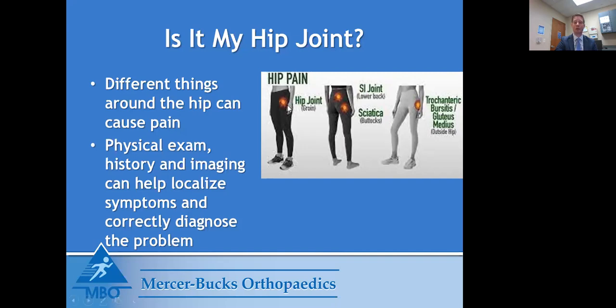On the left, hip joint pain is commonly pain within the groin. Pain towards the buttock or lower back can be indicative of sacroiliac joint pain or sciatica. And then pain on the outside part of the hip can be due to things like bursitis or problems with the muscles and tendons around the upper part of the hip called the hip abductors.